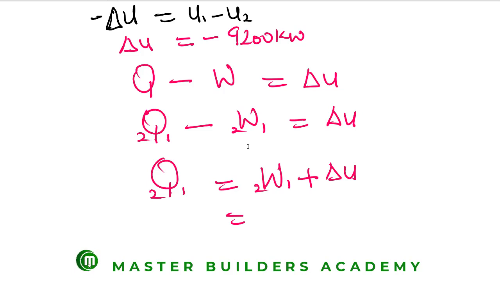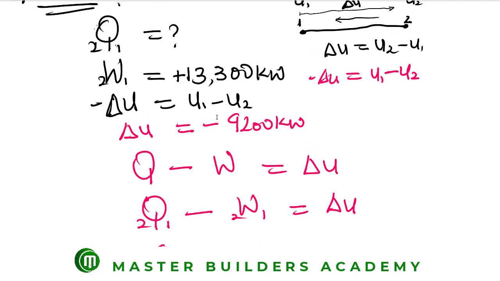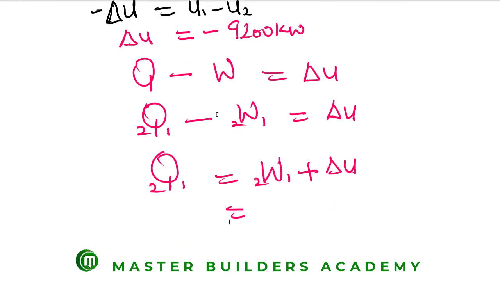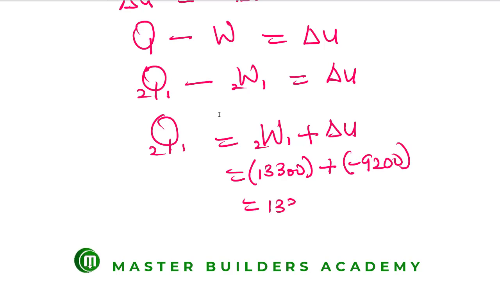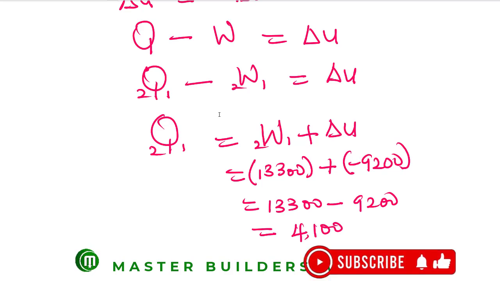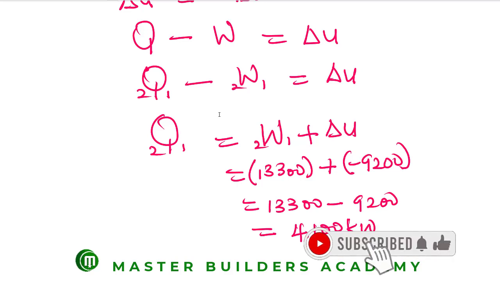Are you there? So we already know that the value of the work done during process 2 back to 1 is 13,300. So what we need to do now is put in the value there: 13,300, then plus the internal energy change, which is minus 9,200. By the time we remove the bracket, 13,300 plus minus gives us minus 9,200. And then we have 4,100 kilowatts.